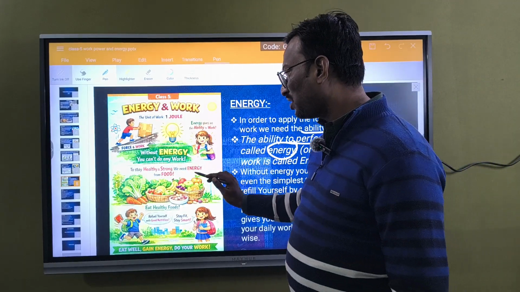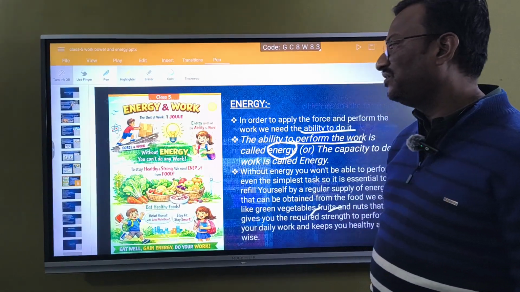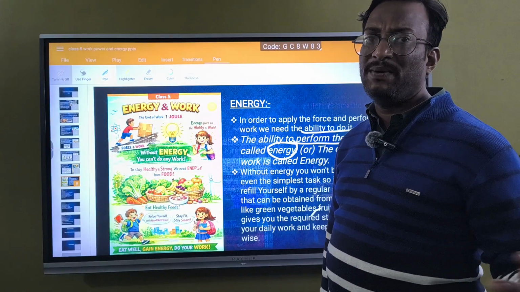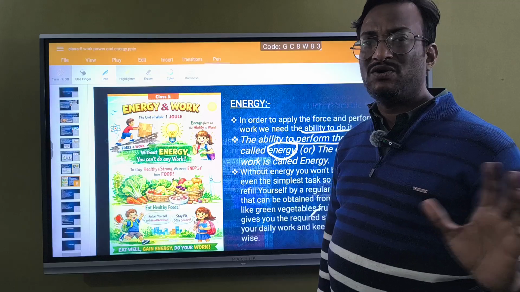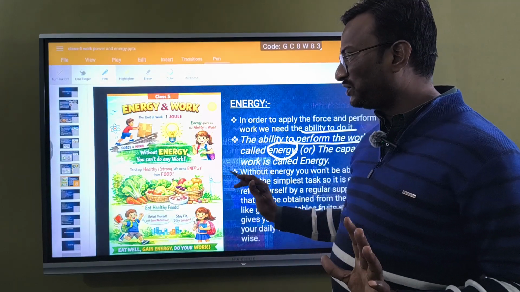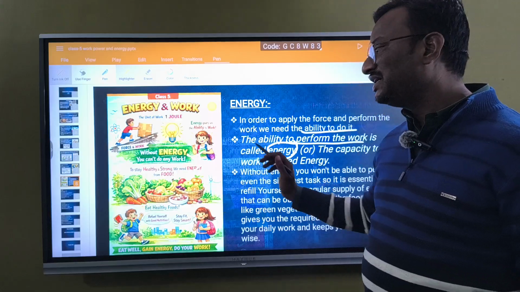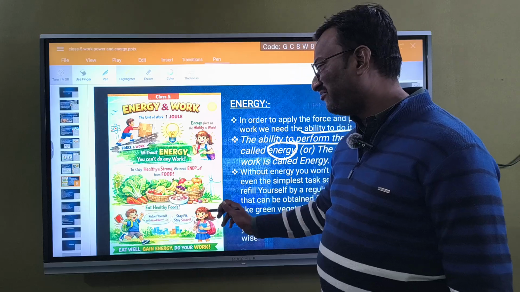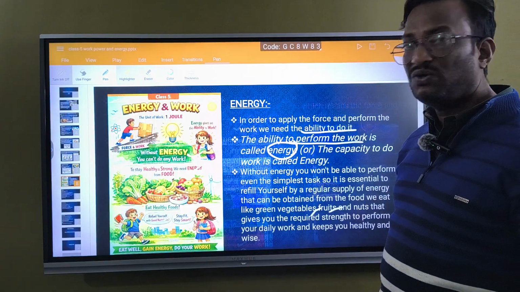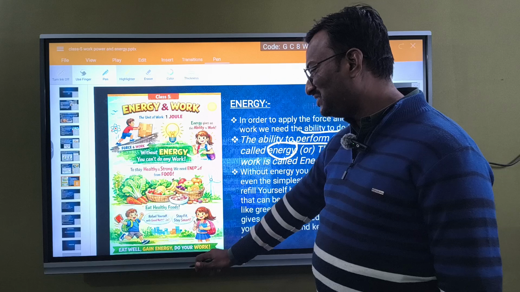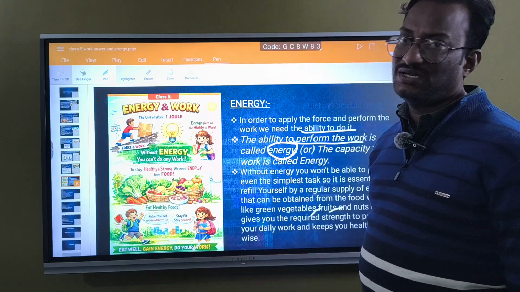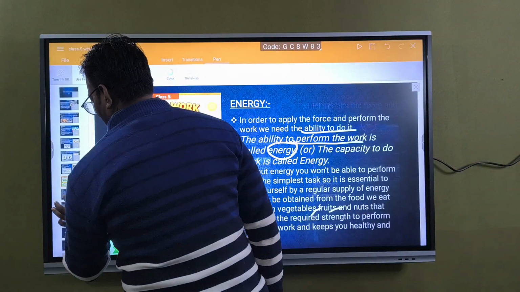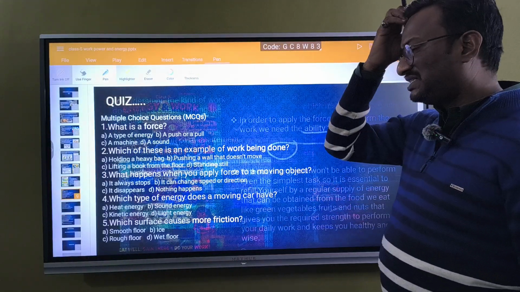To stay healthy and strong, we need energy in the form of food. Eat healthy foods. Don't go for junk foods like gobi, pani puri, pizza, burger. Don't take that food. Try to take healthy foods like vegetables and fruits. Refill yourself with good nutrition, stay fit and stay smart. So eat well, gain energy, do your work. If you get energy, you can do the work. The next thing is the quiz.